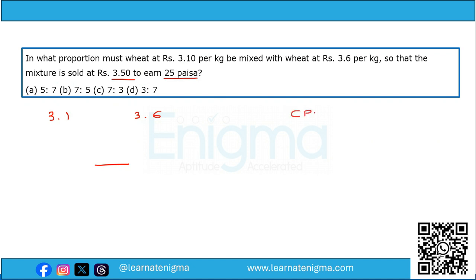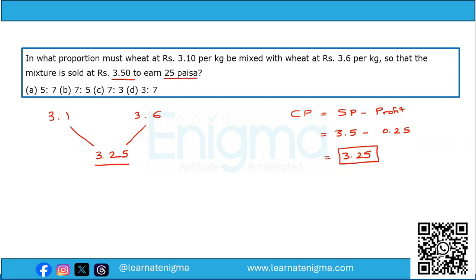Now cost price is nothing but selling price minus profit. So selling price is 3.5 and 25 paise is the profit, that is 0.25. So therefore we get the cost price of the mixture as 3.25. So this needs to be written in between, that is here. So 3.25.